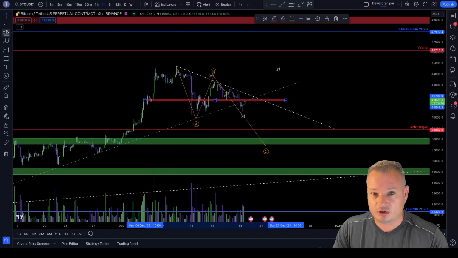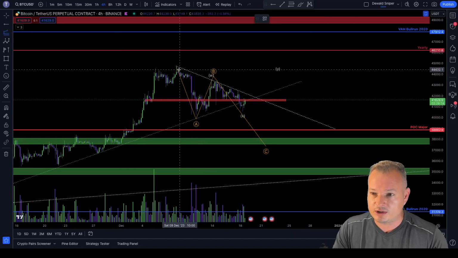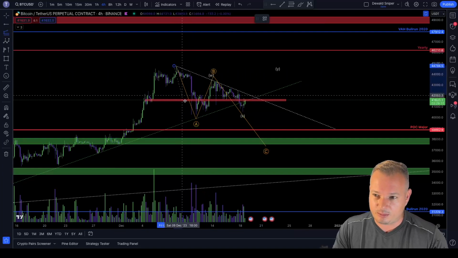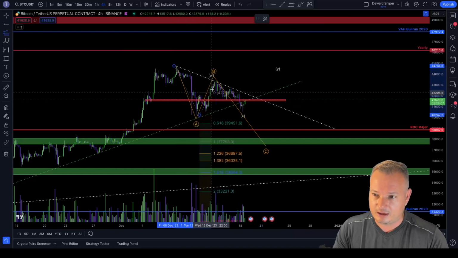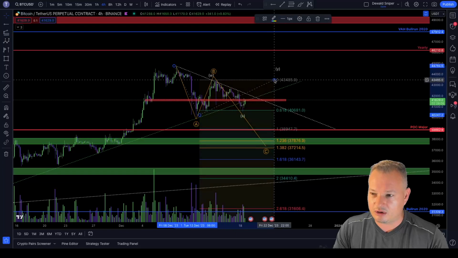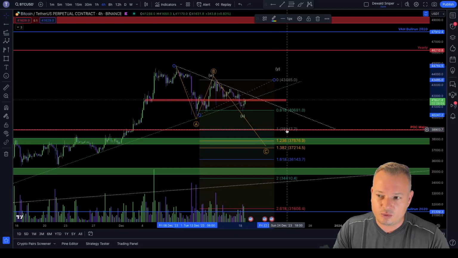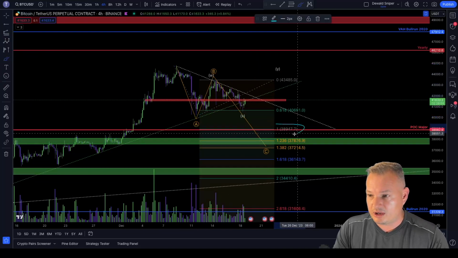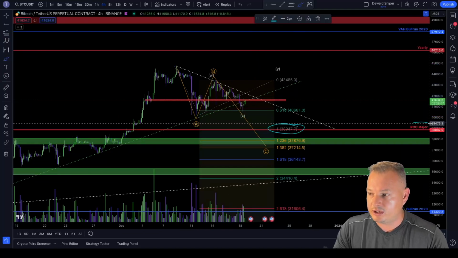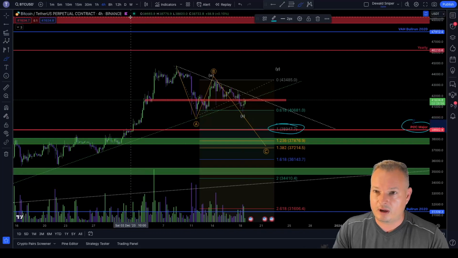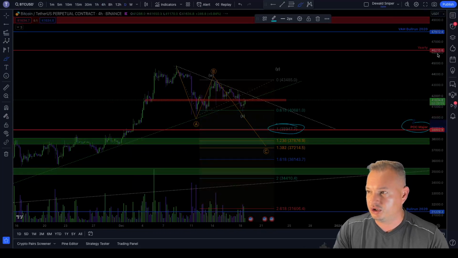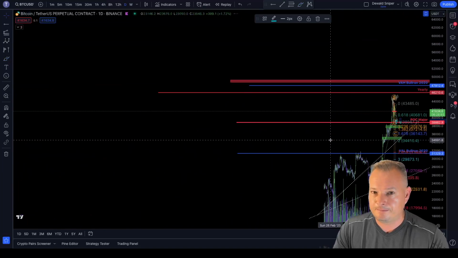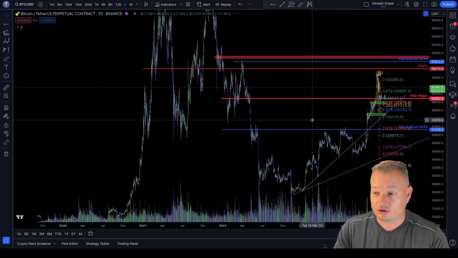But the first scenario that I'm considering is to work out your C wave target. Common C wave targets are your 1-to-1 ratio and your 1.236. You take it from the top of A to the bottom of A to the top of B, drag it across, and you'll see that your 1-to-1 ratio, a common C wave target, also has alignment with the point of control of our range over here. Let me just show you that quickly.